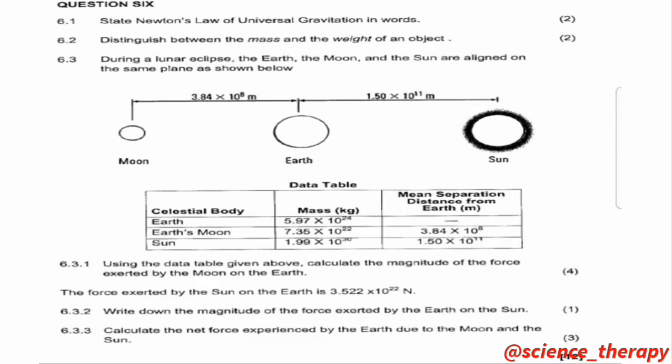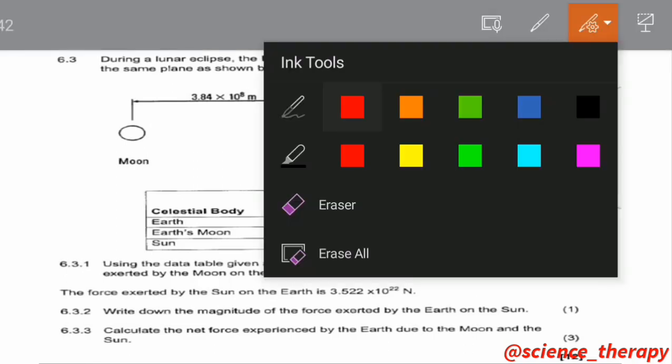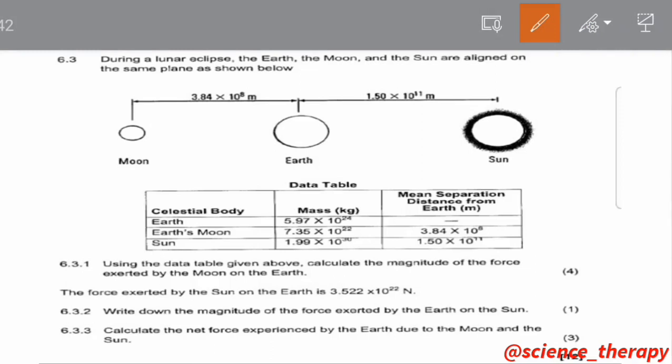Then 6.3 says, during a lunar eclipse, the Earth, the Moon, and the Sun are aligned on the same plane as shown below, right? Then 6.3.1 says, using the data given above, calculate the magnitude of the force exerted by the Moon on the Earth. So we can see that we are given data there. We are not supposed to use the data from the table that we have on the back of the question paper, but we are given the data here.